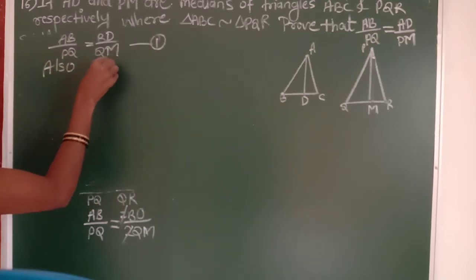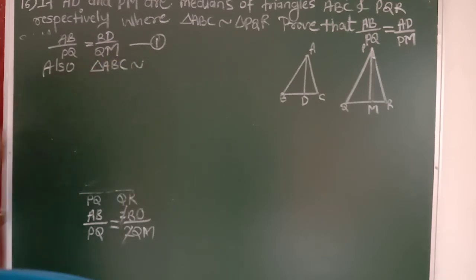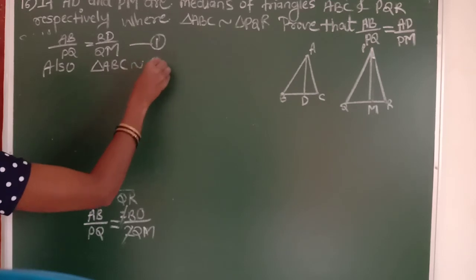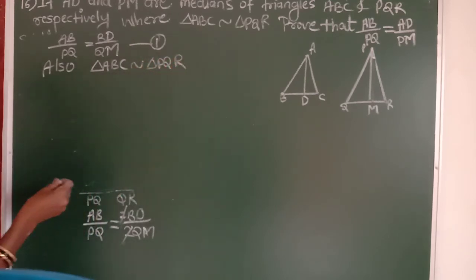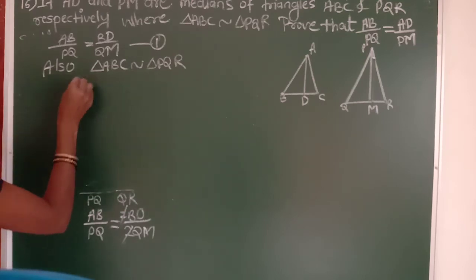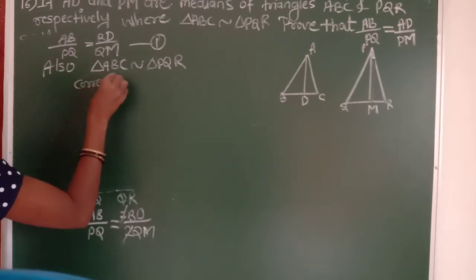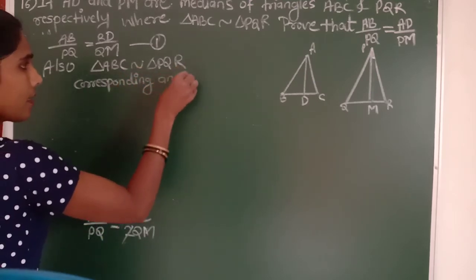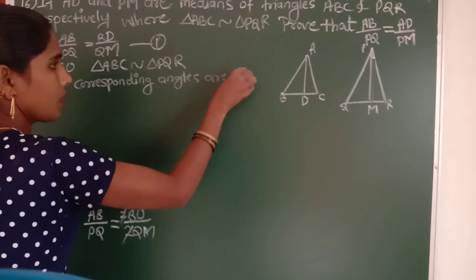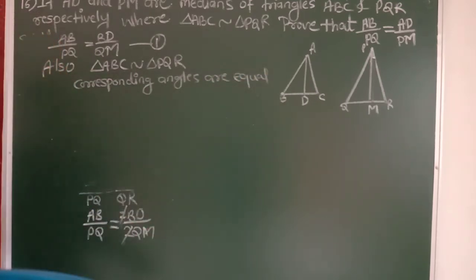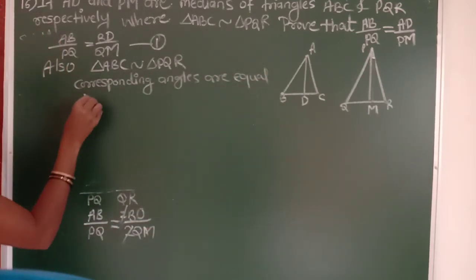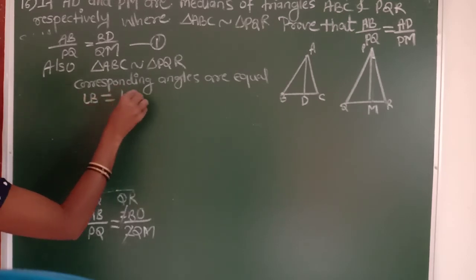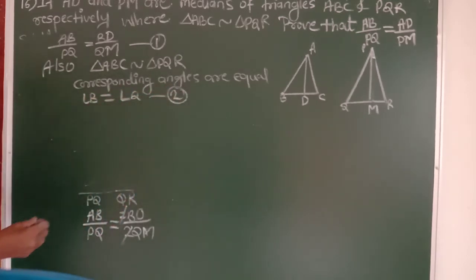Also, triangle ABC is similar to triangle PQR. So, corresponding angles of similar triangles are equal. We know that corresponding angles of similar triangles are equal. So we can write angle B is equal to angle Q, that is equation 2.